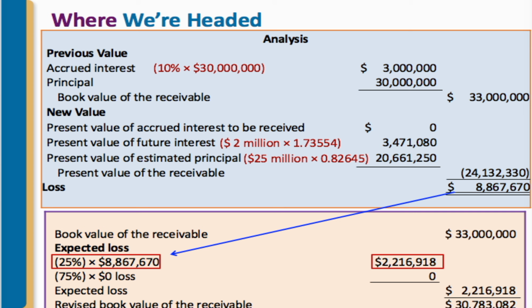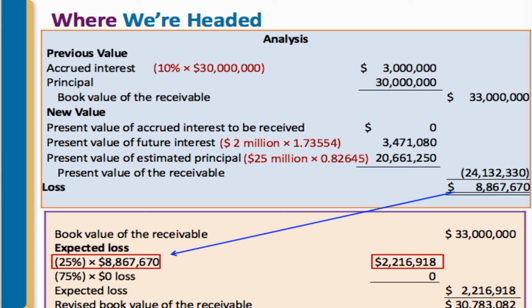First Prudent estimates that there is a 75% chance it will be paid in full and a 25% chance that it will either A, not receive the $3 million of accrued interest, or B, receive only $2 million of interest in each of the next 2 years and receive only $25 million of principal at the end of 2 years. Because the loss is not probable, current GAAP would not recognize an impairment. In contrast, the CECL model does recognize an impairment, calculated as indicated here.